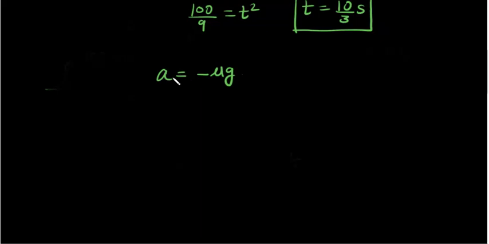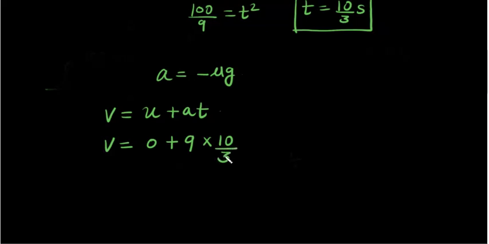Now how will you find the time? Let's say the velocity after covering the first 50 meters is v. So v is equal to u plus at. This is the final velocity. So v is equal to u, which is 0, plus μg, μg is 9, which we have just done, times 10 by 3. So this will become 30 meters per second. So the velocity is 30 meters per second after the first 50 meters.